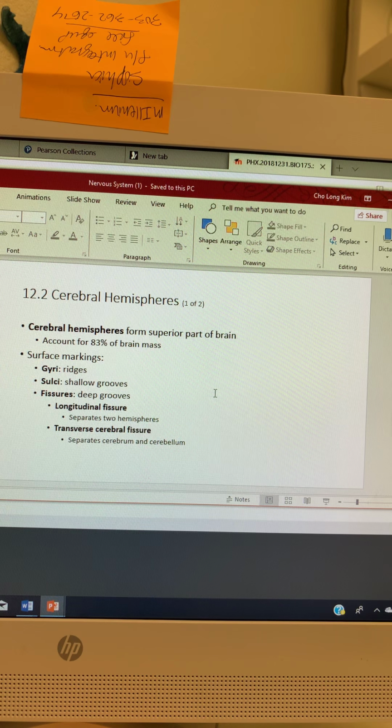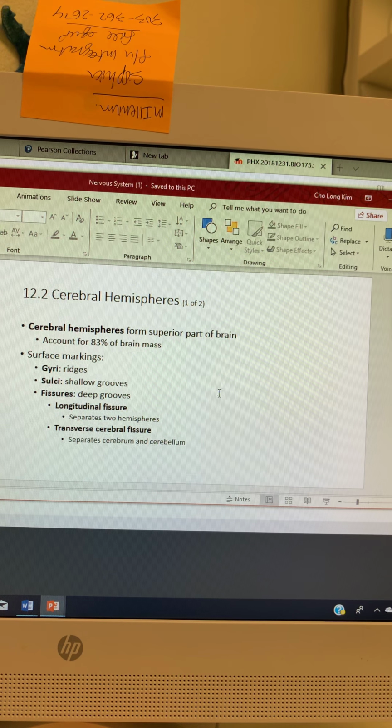So then you have the cerebral hemispheres, which form the superior part or the very top of the brain. It accounts for 83%, almost all of the brain mass. Surface markings that you will see are the gyri, which are the ridges, and the sulci, or the sulcus which is singular, which are the shallow grooves. Fissures are deep grooves, and two of note that you should know are the longitudinal fissure that separates the two hemispheres, and the transverse cerebral fissure, which separates the cerebrum from the cerebellum.